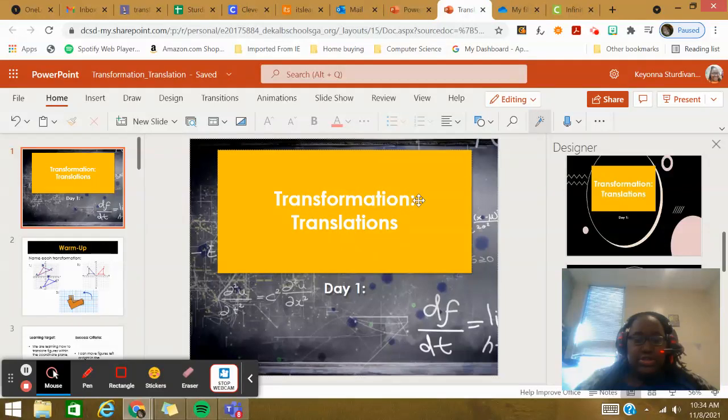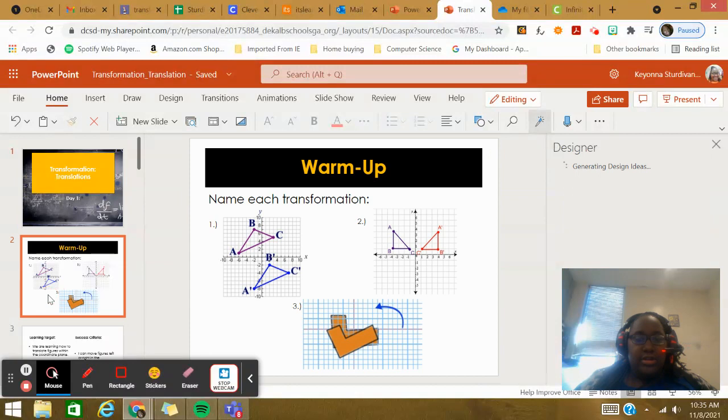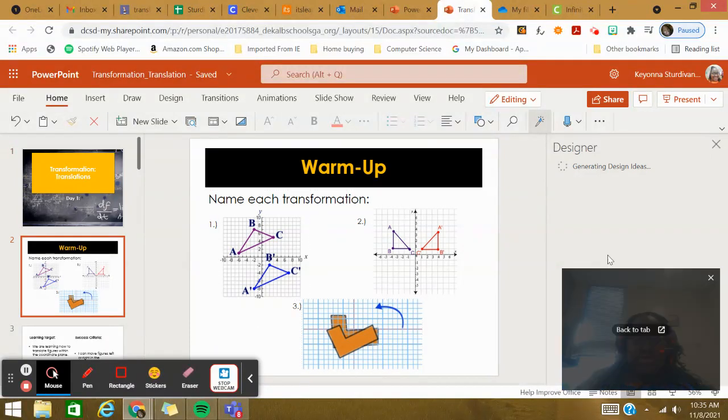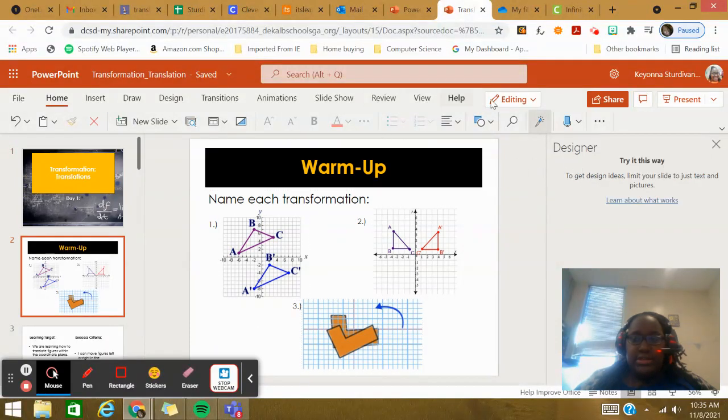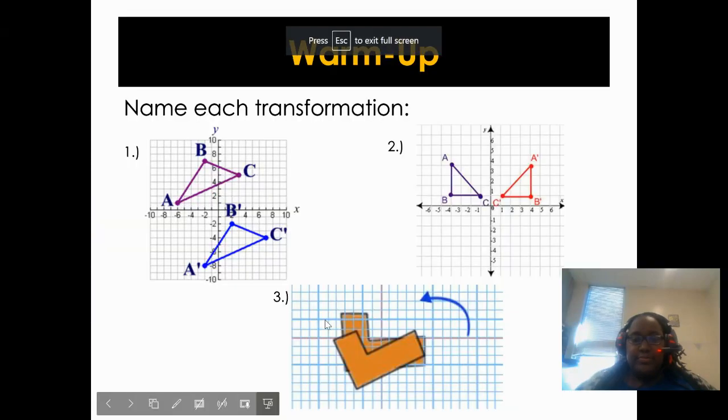Today we are looking at transformation, and the first transformation we're starting with is translation. The warm up for today is just asking you guys to go ahead and name each type of transformation. I'm gonna blow this up real quick.